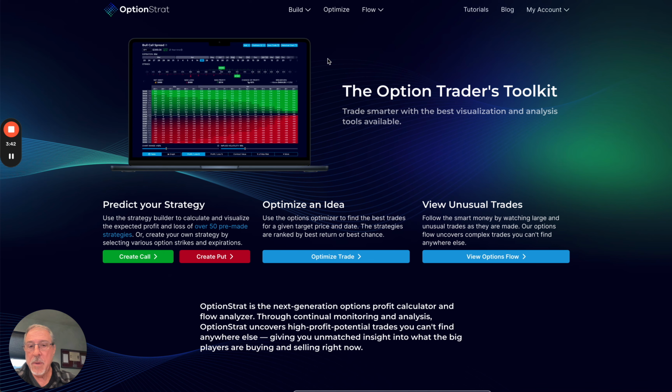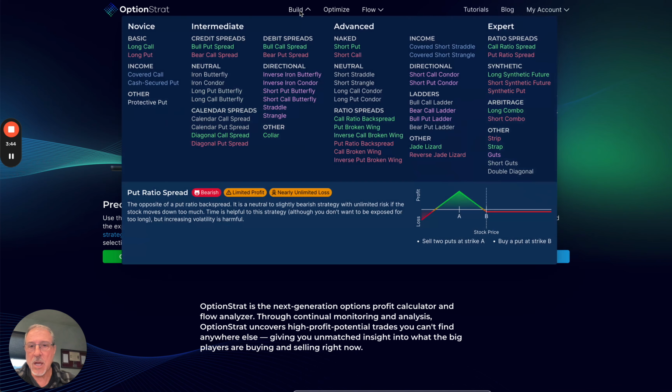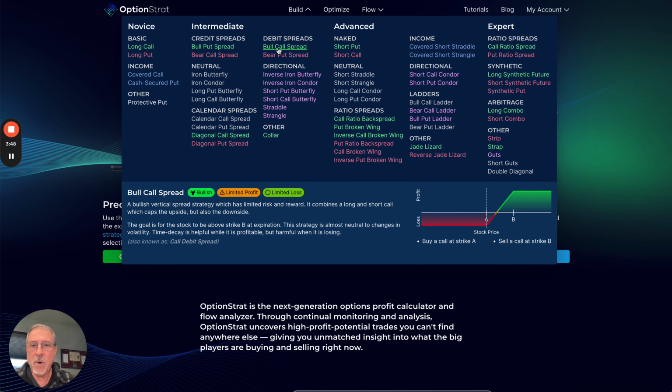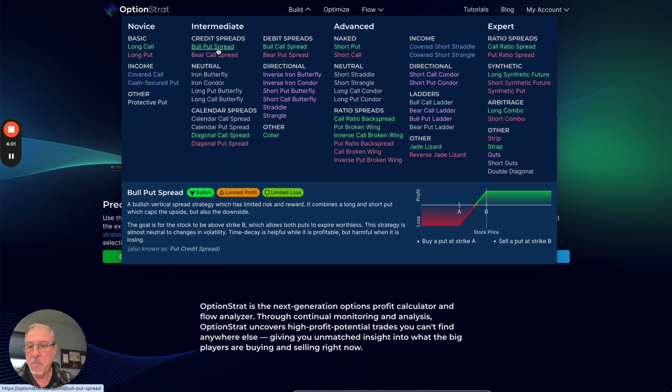When I come in and take a look at trade selection, again, I love the build function here. And I can look right here at two key bullish trades. I can do a bull call spread, which is a debit spread. I would have to pay for that. Or I can do a bull put spread, where I'm selling a put and then buying a lower put. So how do I decide between these two? What are some of the differentiating factors?